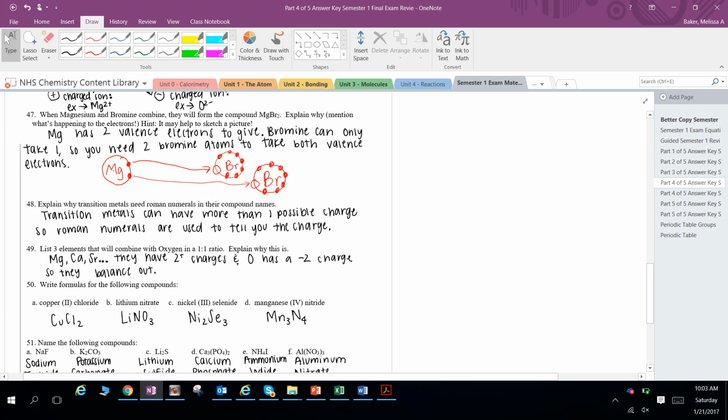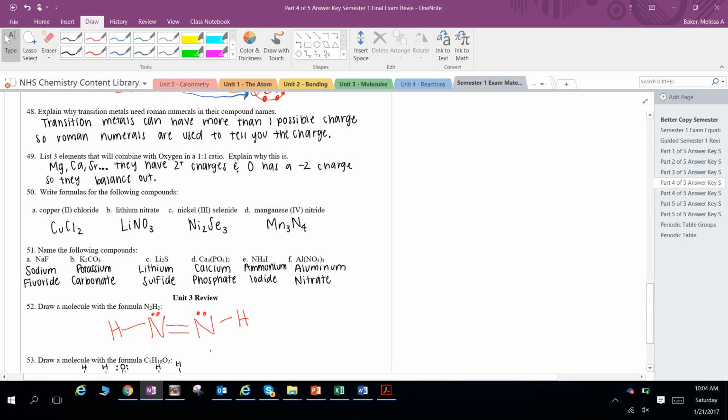When magnesium and bromine combine, they form MgBr2. Why? Well, magnesium's got 2 electrons in its outer shell, and it wants to get rid of both. But bromine has 7 in its outer shell, and so it really just wants 1 more. So 1 bromine atom is not enough. You need 2 of them to each take 1 of magnesium's outer shell electrons for them both to be stable.